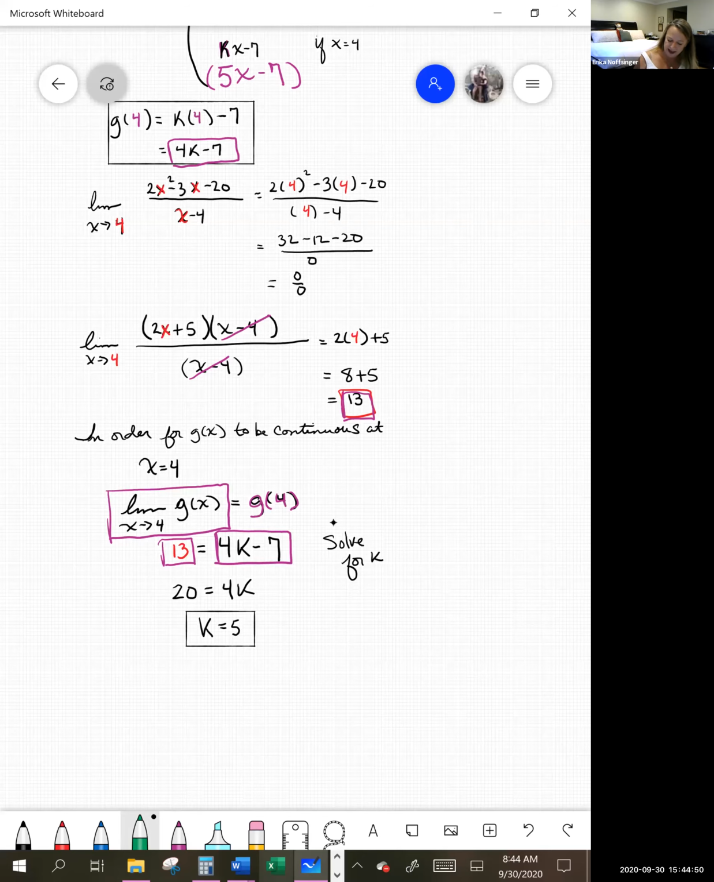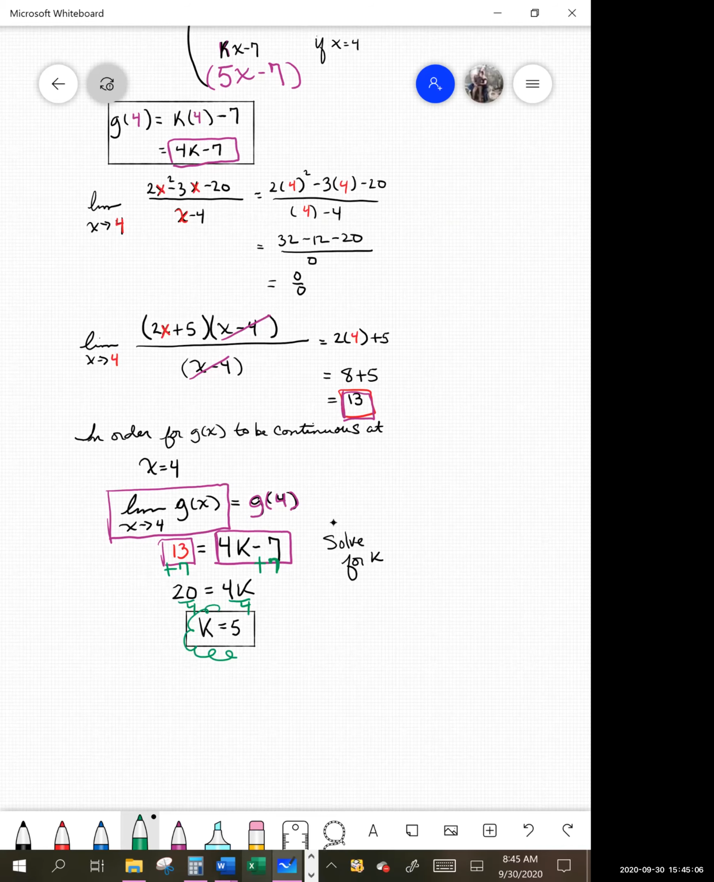And so I added 7 to both sides of my equation to isolate the term with the k. And so I have that 13 plus 7 is 20 equals 4k. And then divided both sides by 4 to get k was 5. Right above that one where it says limit x equals 4, then the equation is in parentheses 2x plus 5.